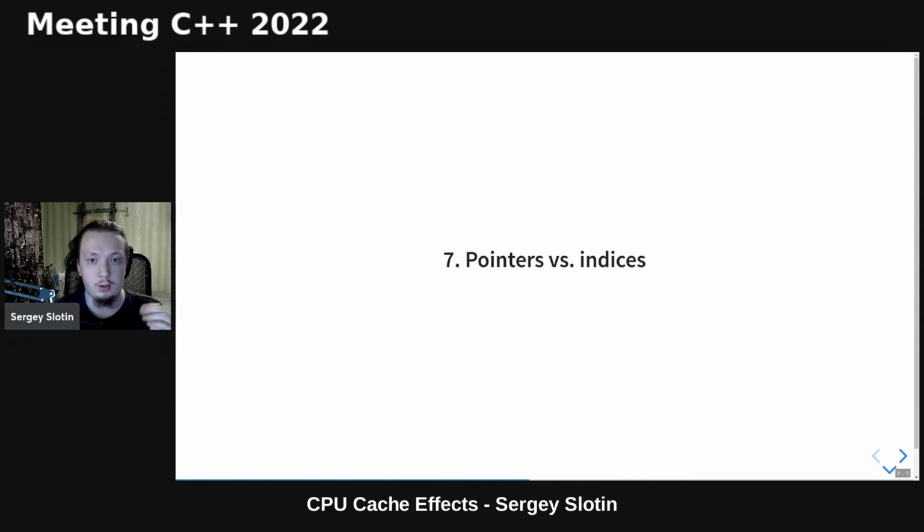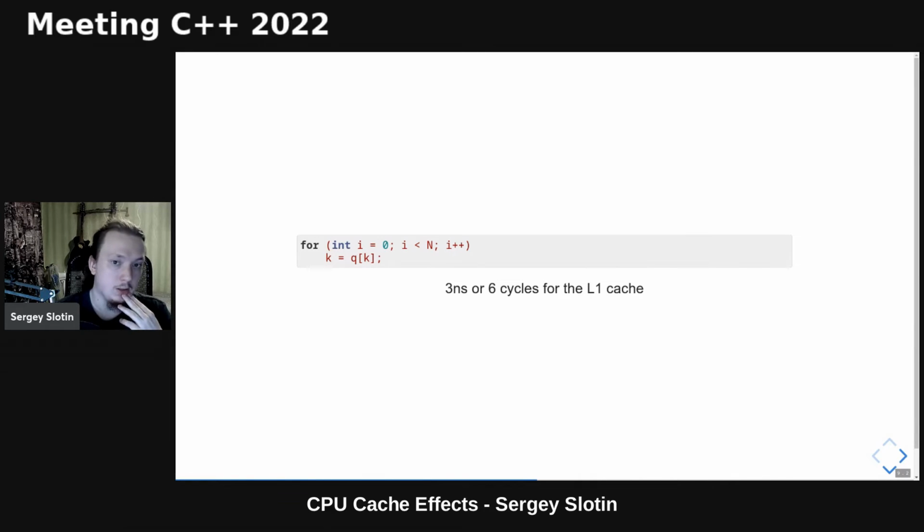Another thing that contributes to latency is how you make the memory access. In the benchmark, we didn't use actual pointers, but integer indices relative to a base address, the beginning of the array. If the array is small enough to fit into the L1 cache, this measures around 3 nanoseconds or 4 CPU cycles per iteration.